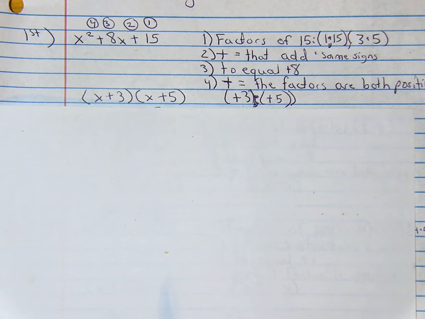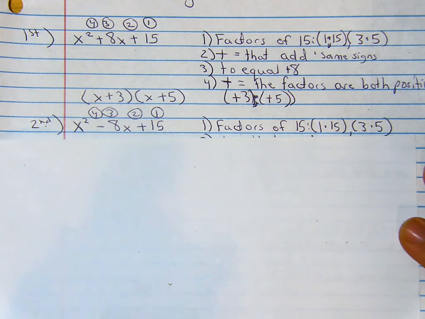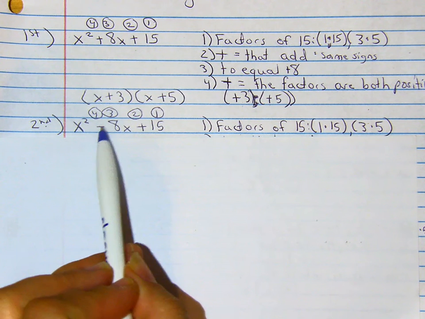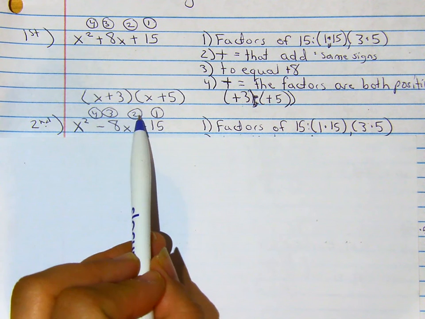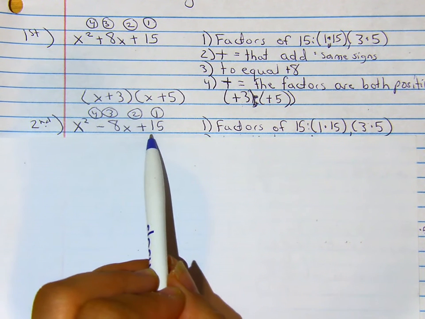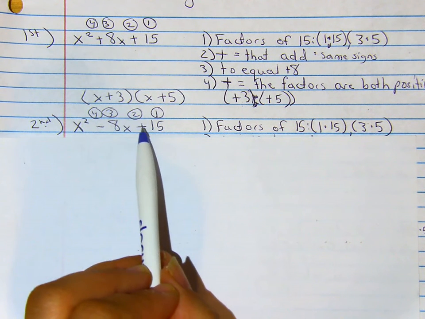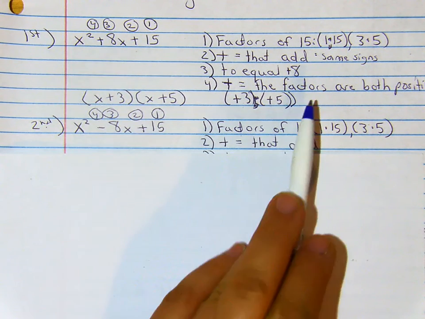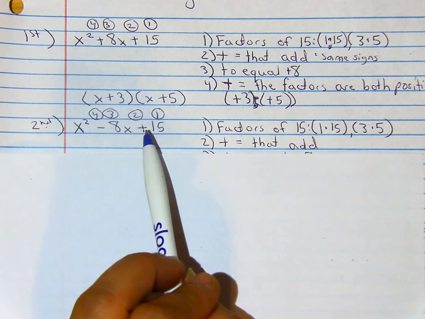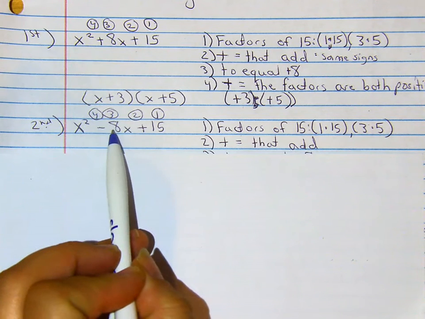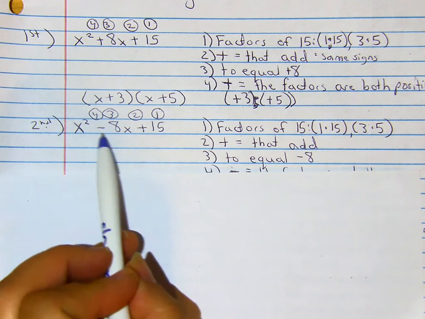So that's one of the methods that you'll see. There are 4 main combinations that you'll see. The next is to have a positive here, but a negative here. So again, we do our same 1, 2, 3, 4 to solve this. So I need factors of 15. Step 2 says that they add together because again, they're the same sign. That's what plus means. If they add together, they have to have the same sign. But step 3 is to equal negative 8.